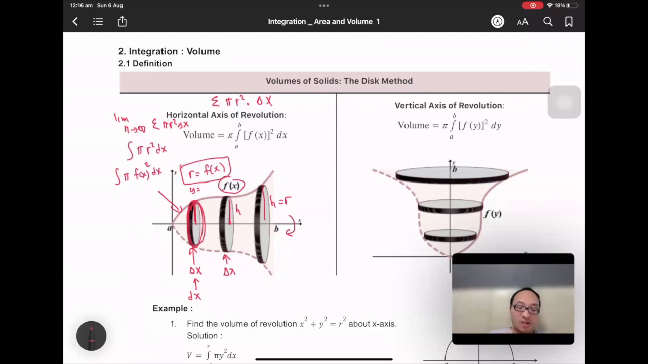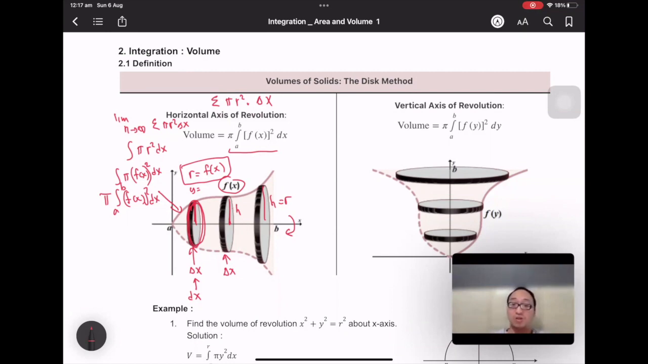squared dx, because the radius is squared. So I can just move the pi out of the integral sign. So pi times the integral of f(x) squared dx from a to b. So this is the volume, the formula to find the volume of rotation.